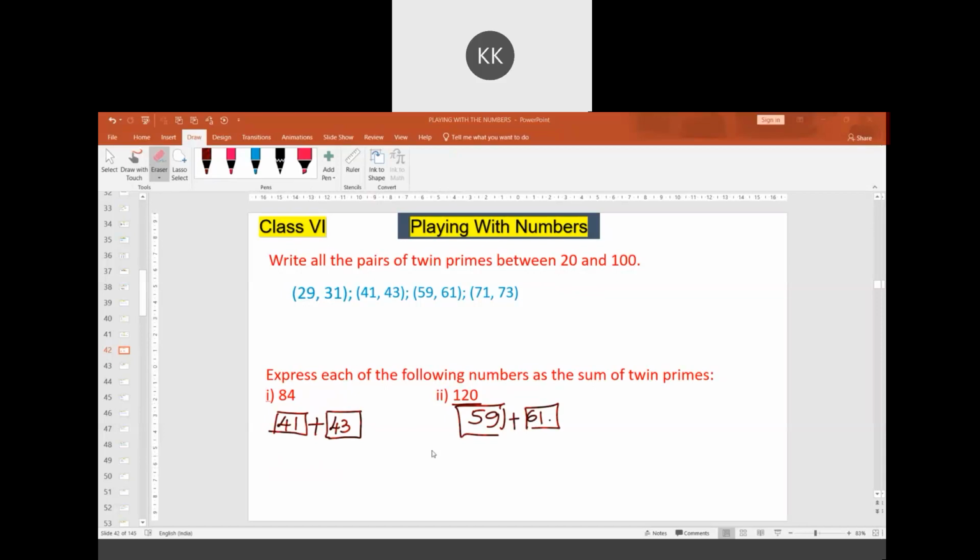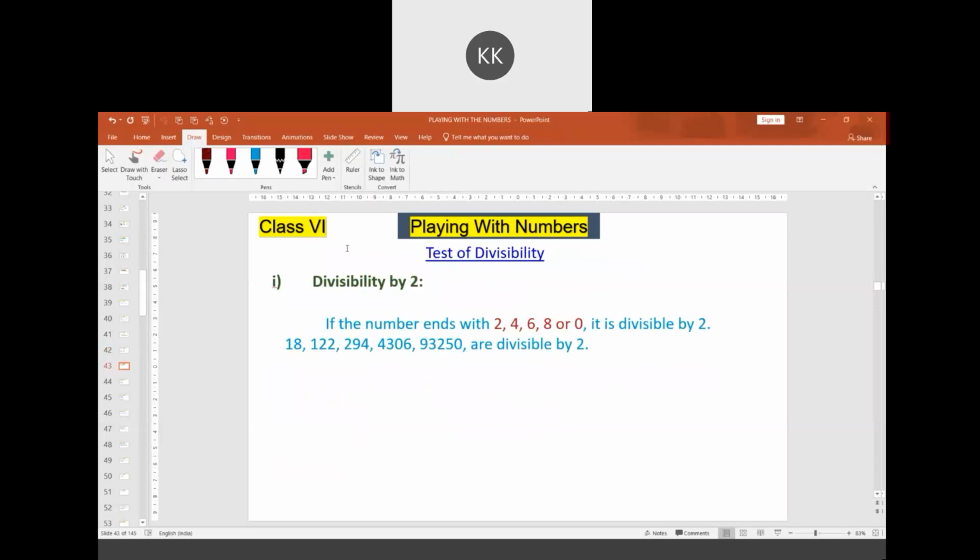All right. Moving further, it's a very easy concept which we all learned in class 5, and also we learned this concept for preparing for entrance examinations. We need to know the tests for divisibility. The first one is divisibility by 2. Whenever a number is divisible by 2, we say that it's an even number. So all the even numbers are divisible by 2.